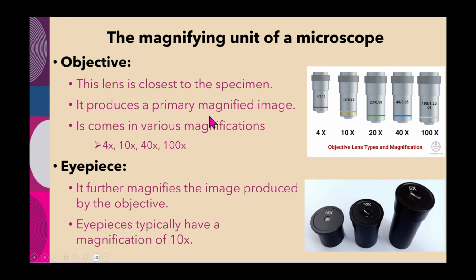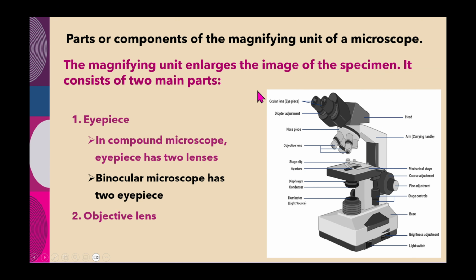Some more details about the magnifying unit of the microscope. Objectives. Basically, the objective and the eyepiece are the lenses. This is not the objective of your research. This is the objective, meaning the objective lens. This lens is closest to the specimen.